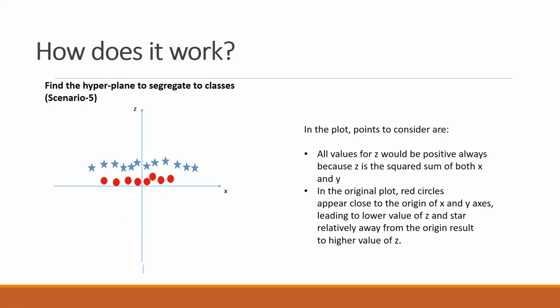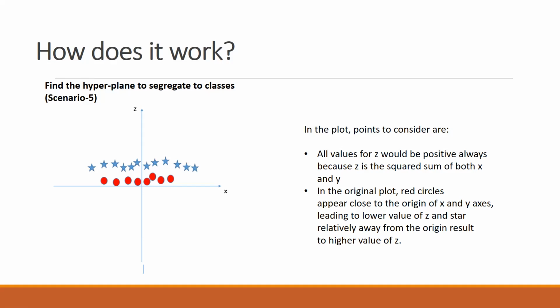Here, all values of C would always be positive, because C is the squared sum of both X and Y. In the original plot, red circles appear close to the origin of the X and Y axes, leading to a lower value of C, and stars relatively away from the origin result in a higher value of C. In the SVM classifier, it is easy to have a linear hyperplane between these two classes. But another burning question which arises is, should we need to add this feature manually to our hyperplane?